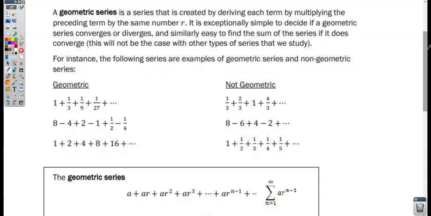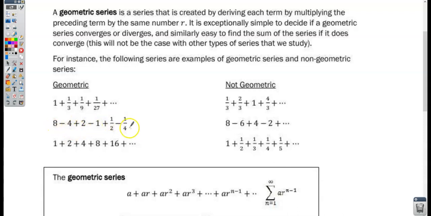So let's take a look at some series here so that we have an intuitive idea of what's geometric and what's not. These are created by multiplying the preceding number by the same number r. So if you look at this first example of a geometric series here, we take the first term and multiply by 1/3. That gives us the second term. We multiply by 1/3 again. That gives us the next term. We multiply by 1/3 again. That gives us the next term. So we have to be multiplying by the same value over and over to get the successive terms.